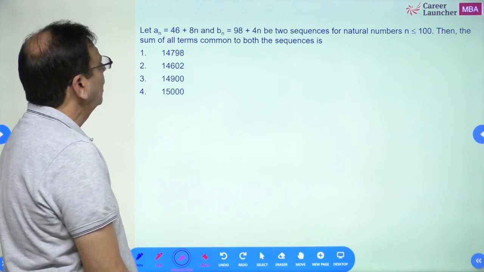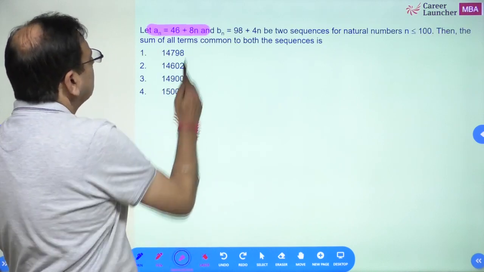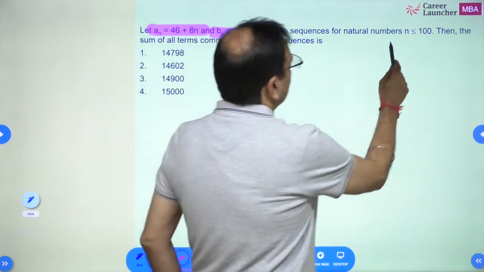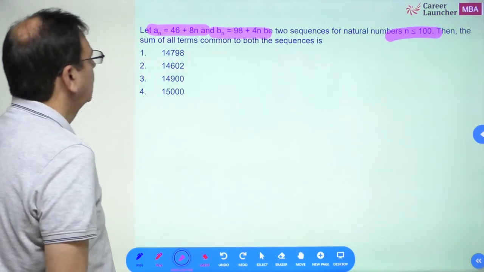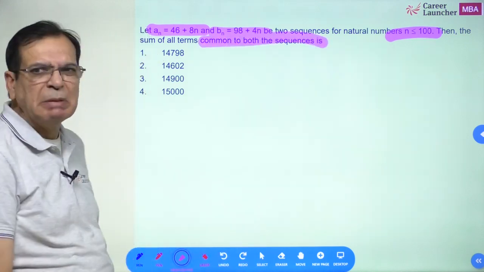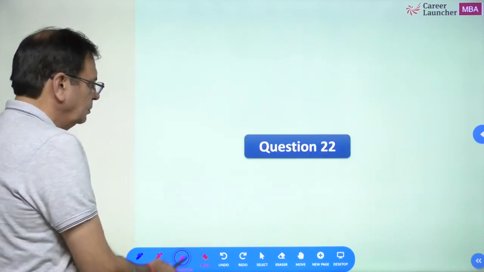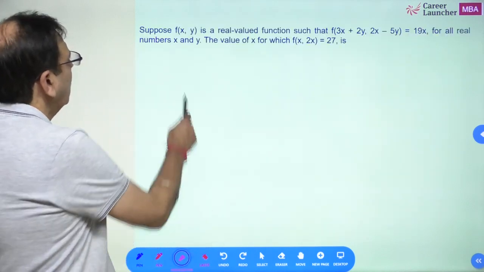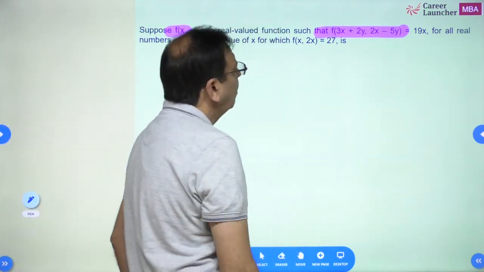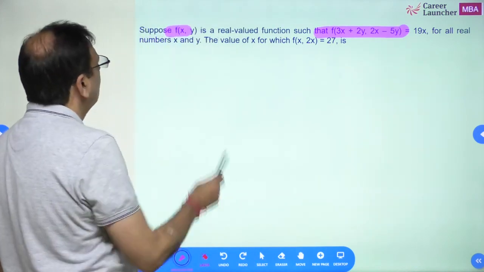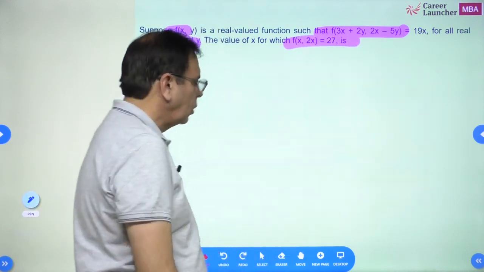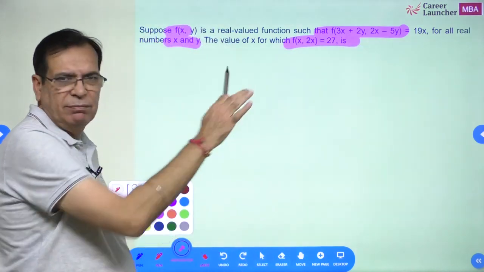Okay, question 21. Let a n be equal to 46 plus 8n, b n equal to 98 plus 4n be two sequences for natural numbers n less than or equal to 100. Sum of all terms common to the sequence. I don't know what to do, let's leave it. Okay. Suppose f of x y is a real valued function such that f of 3x plus 2y, comma 2x minus 5y equals 19x for all real numbers x y. The value of x for which this is 27 is how much? No idea. Okay, leave it.